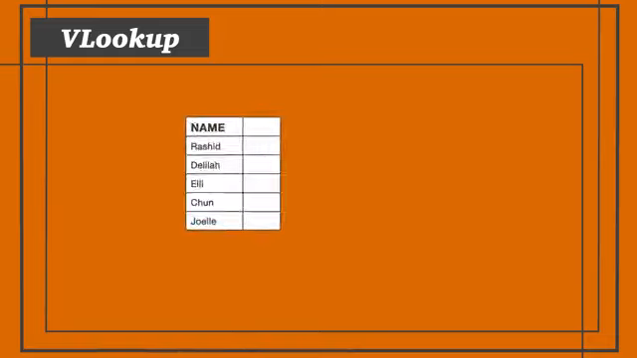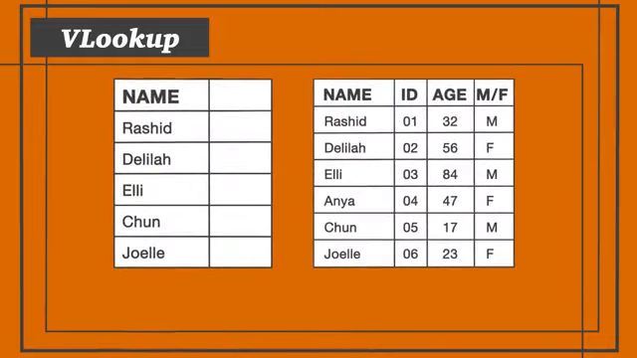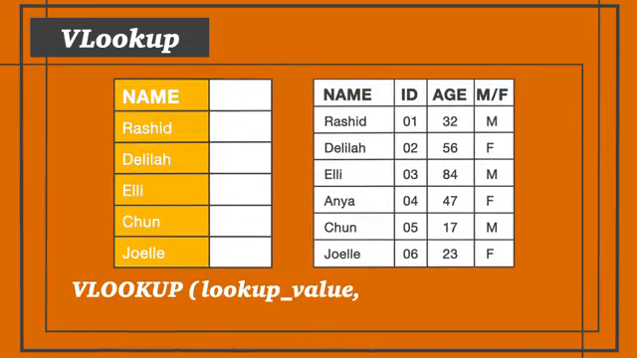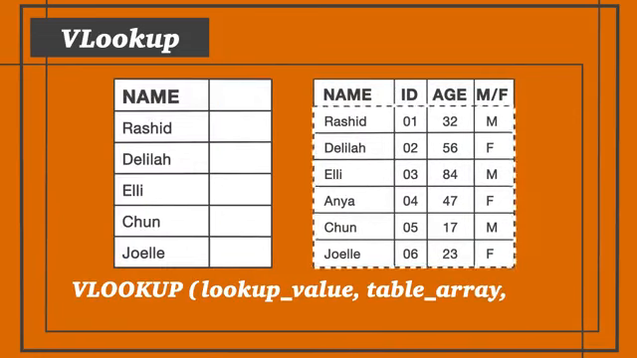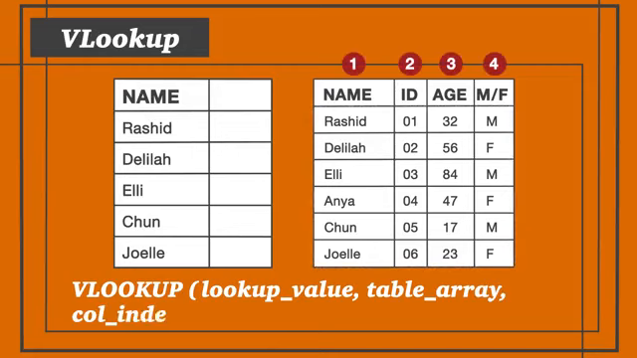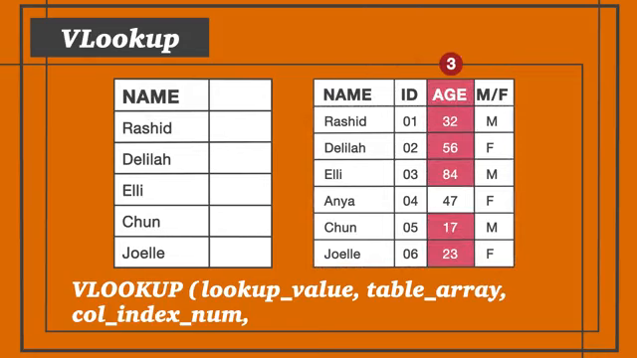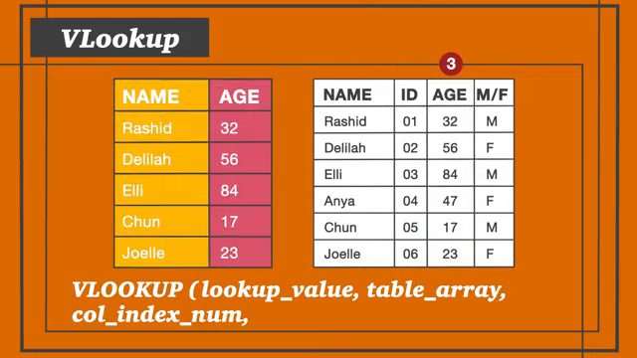The syntax for VLookup is fairly straightforward. It starts with a lookup value. Essentially, what am I trying to look up? The next input is a table array. Where am I trying to look up this information? The next is the column index number. How many columns from the matching value do I want to look over and bring into my data set?